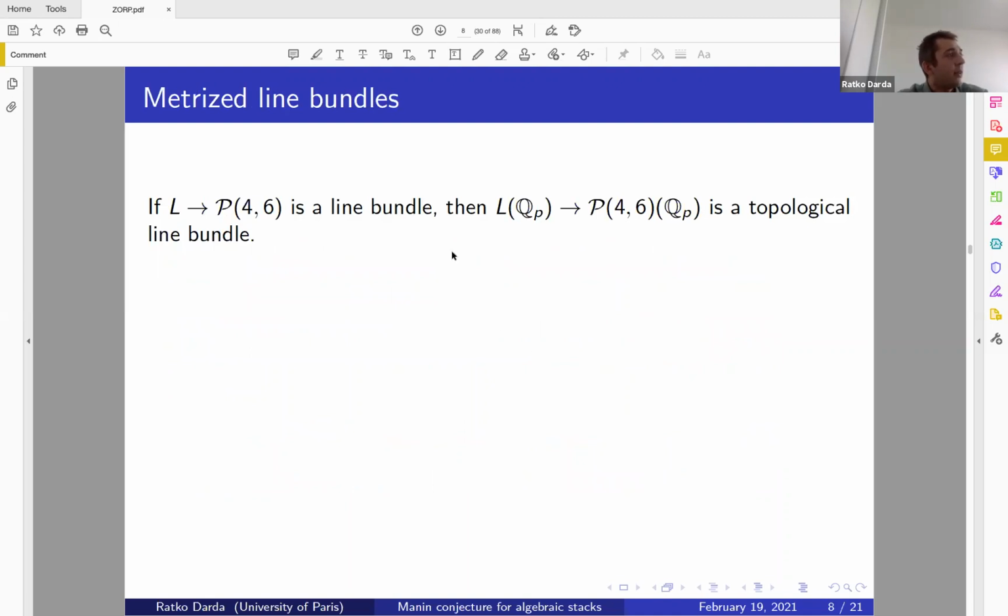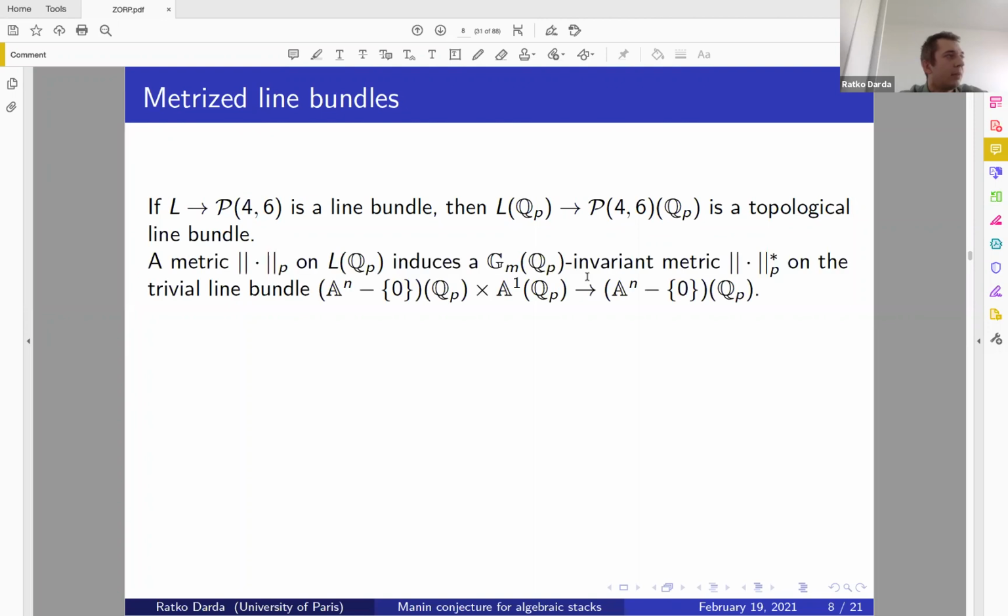Now, let us try to define metrics on this. Let us define metrics on line bundles. If we have a line bundle L over P46, then because we have very good understanding of line bundles of P46 from the last slide, we can prove that L of Q_p to P46 of Q_p is a topological line bundle. Now we will give a metric here. If this is a metric, one can prove that it corresponds to a G_m of Q_p invariant metric on the trivial topological bundle on this space.